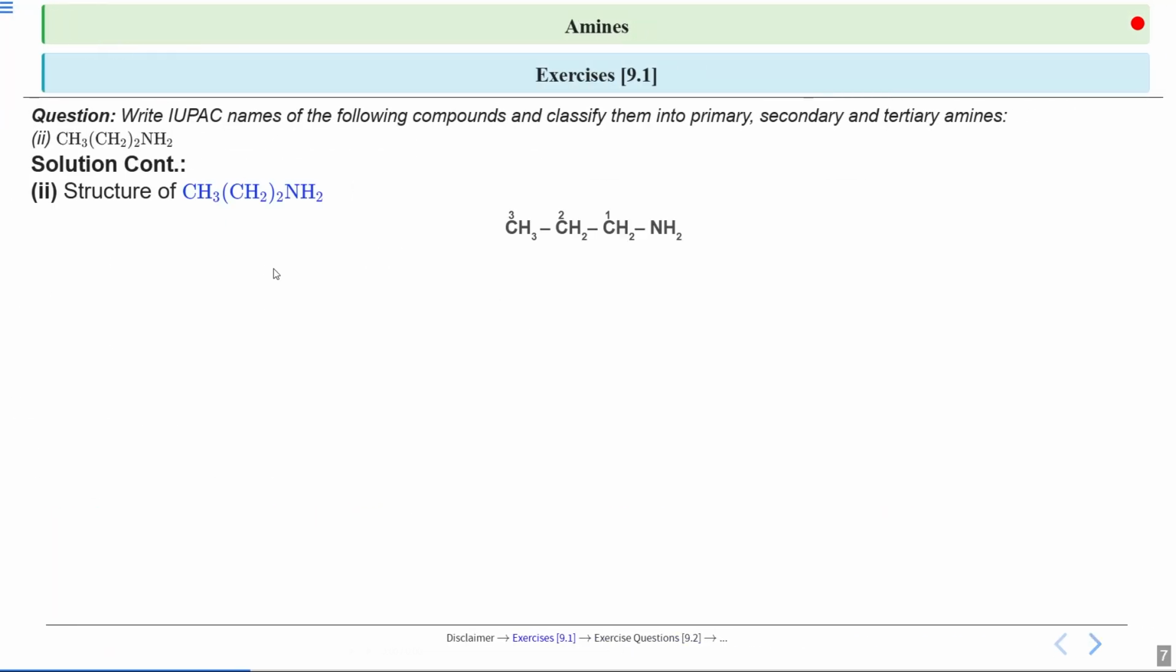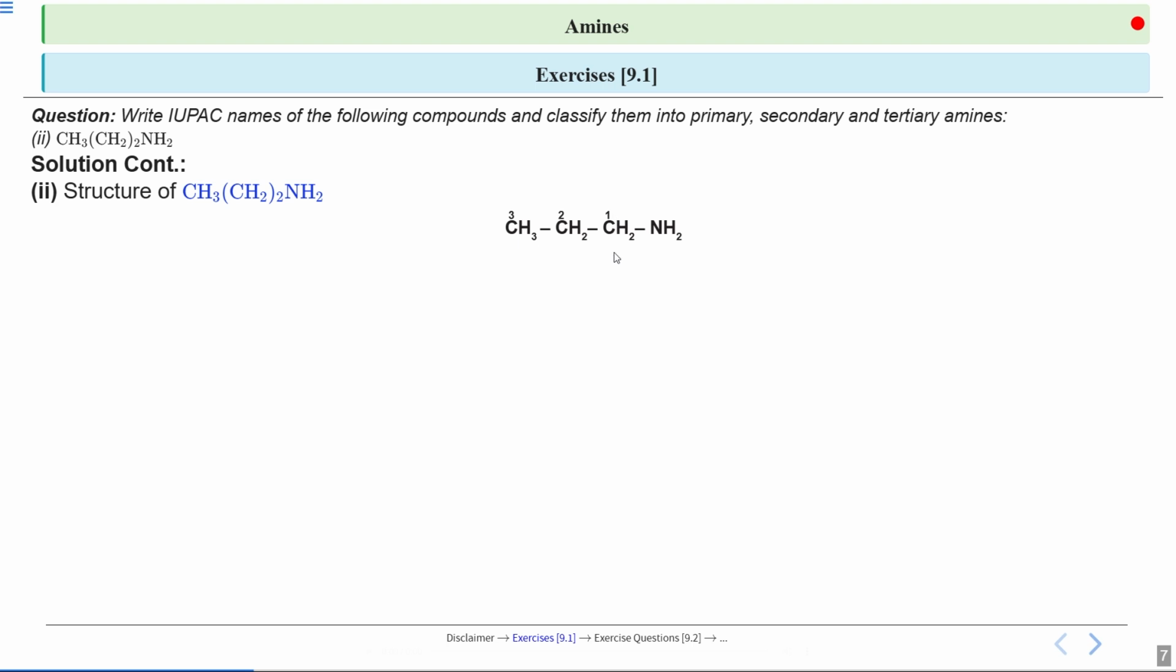Next, we have this structure. I can write it in this manner. First, this is my parent chain. I'll do the numbering so that the carbon which is attached to this nitrogen gets the lowest possible number. So 1, 2, 3. Remember, I will not start numbering with this carbon, because then the carbon to which the nitrogen is attached will get the third number, which is absolutely wrong. So I will start numbering from this carbon.